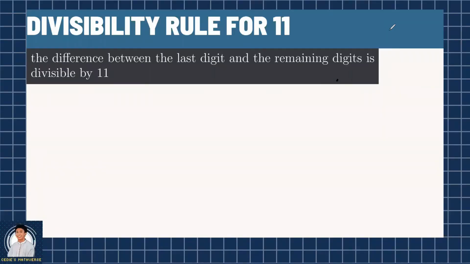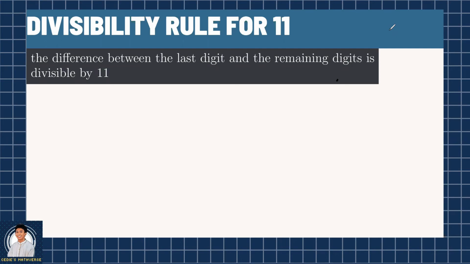Now, we are in the divisibility rules wherein instead of taking the sum of the last digits and the remaining digits, we will take the difference instead. So we will begin with 11. The difference between the last digit and the remaining digits is divisible by 11.